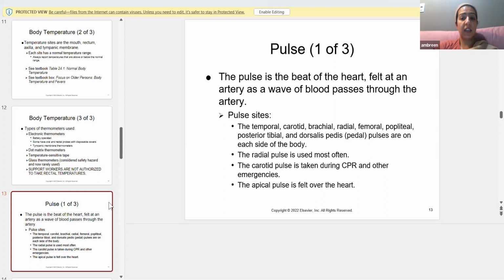The carotid pulse is taken during CPR and other emergencies. If a person gets into a code, is in an emergency, and we are doing a CPR, we always check the carotid pulse. That is the first pulse we check, because the other pulses can be faint. The blood cannot flow to other organs right away. Blood has to flow from the brain to other body parts and from other body parts back to the brain. That's why the first and strongest pulse we can feel is the carotid, which is done during CPR. The apical pulse is felt over the heart. You don't do that.